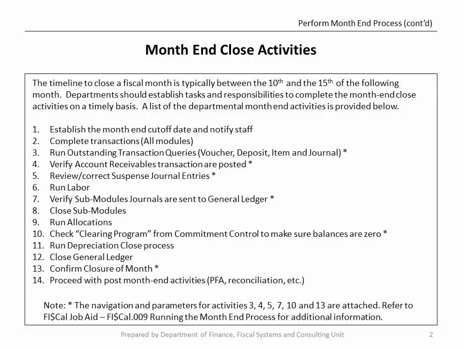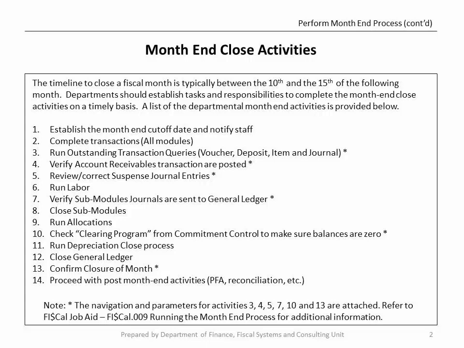The timeline to close a fiscal month is typically between the 10th and the 15th of the following month. Departments should establish tasks and responsibilities to complete the month-end close activities on a timely basis. A list of the departmental month-end activities is provided below. The timing and method of completing many of these activities will be determined by the department's business processes.